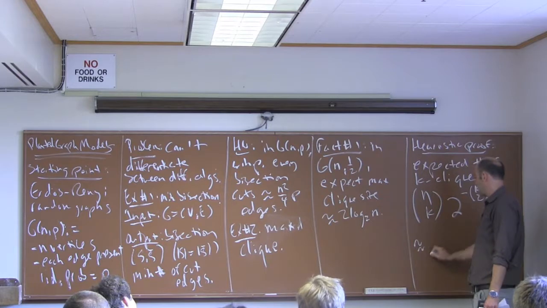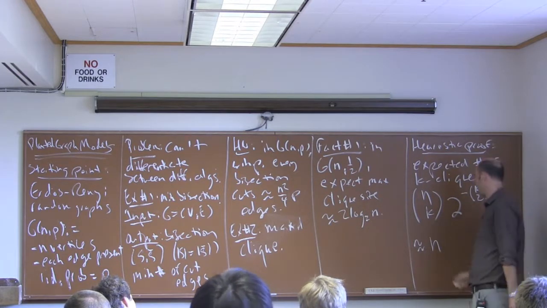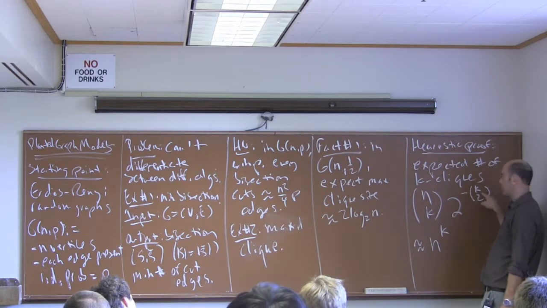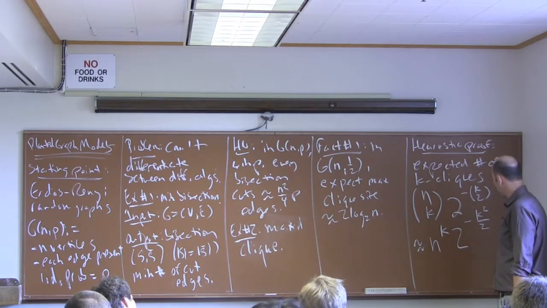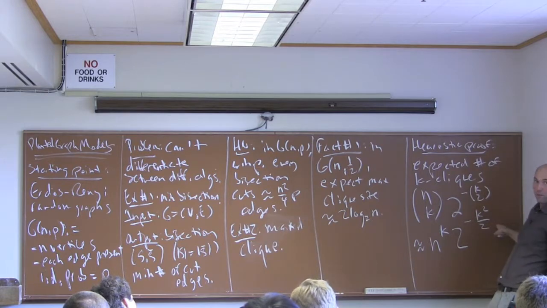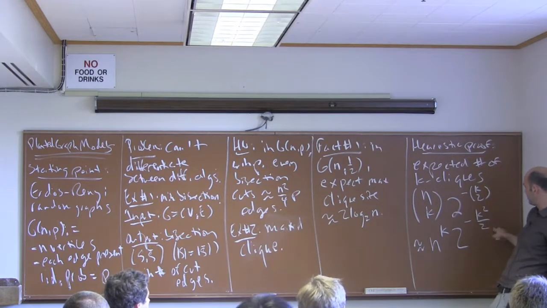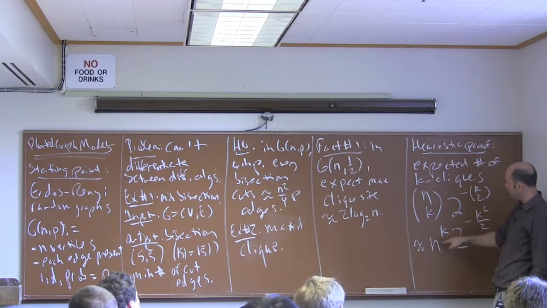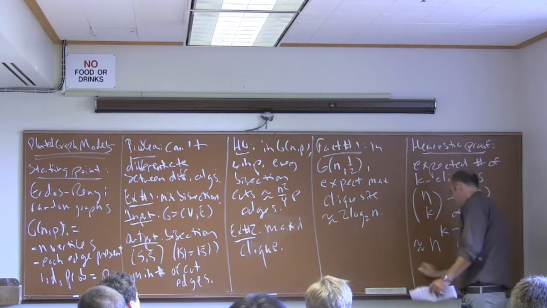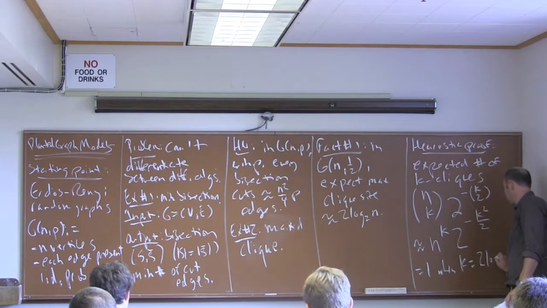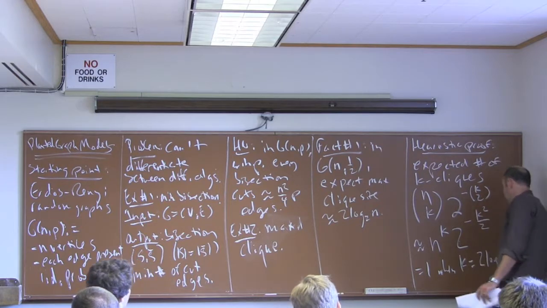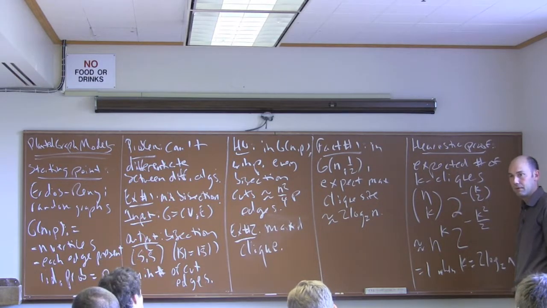Let's do some sloppy estimations. Let's say this is like n to the k or so, and let's think of this as like 2 to the minus k squared over 2. Now we want to know when this is 1. For what value of k is this equal to 1? That's the same as asking for what value of k this term is equal to the reciprocal of n to the k. And that's when k is like 2 log base 2 of n. You can plug this in and check.